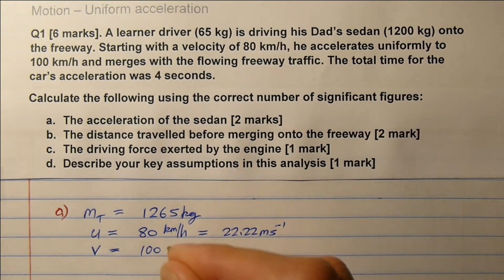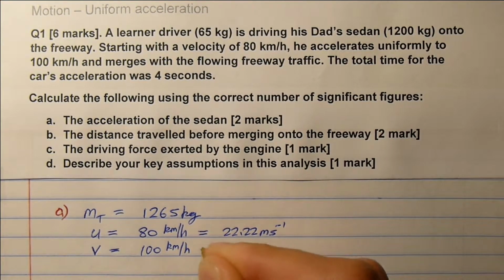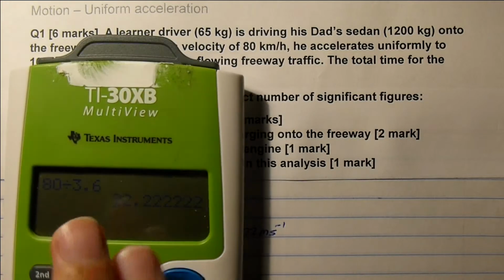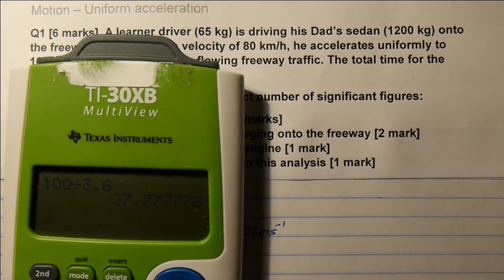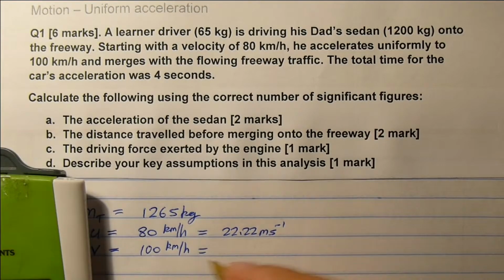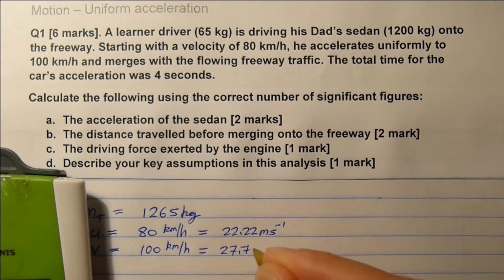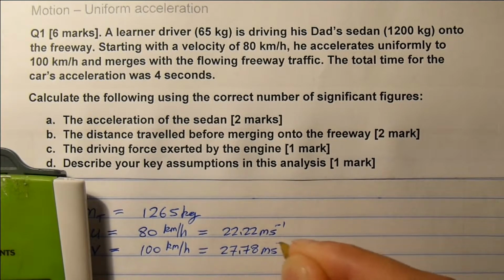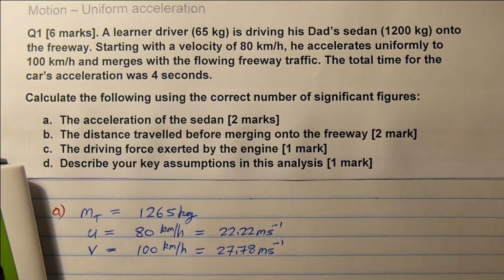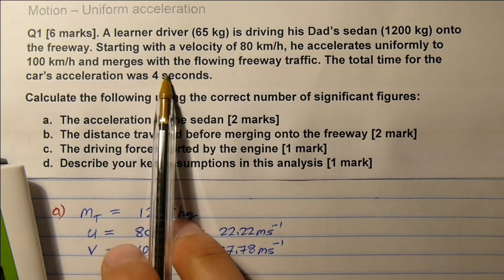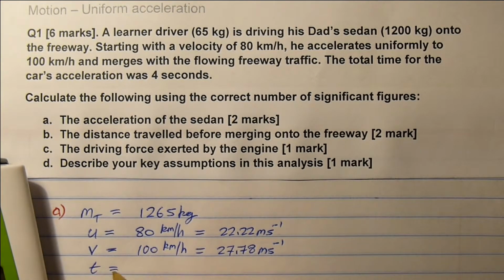The final velocity of the car was 100 kilometers per hour. 100 divided by 3.6 gives me 27.78 meters per second. And the other thing that I know is the time. So the total time was 4 seconds. T is equal to 4 seconds.